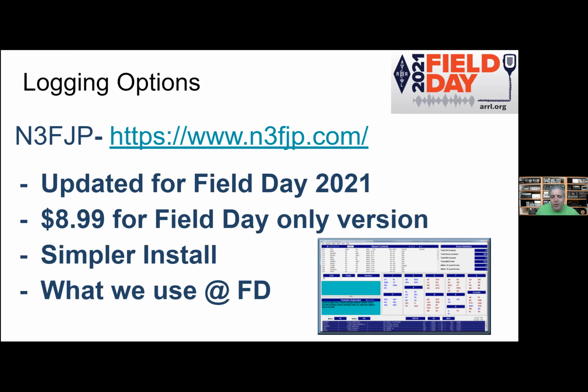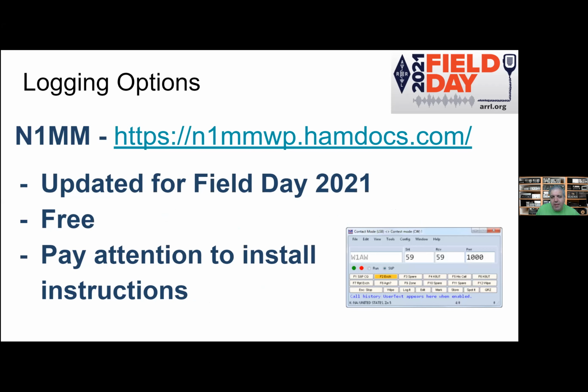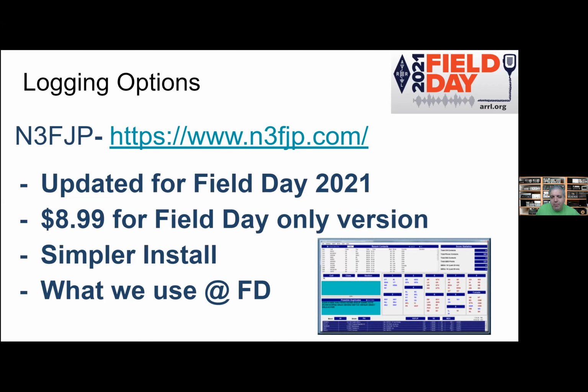So if you get going crazy and you're making a ton of contacts, you can see your rate and look at the charts and graphs. So you get some good stuff for $9. But again, either one of these, N1MM or N3FJP, both solid options that won't do you wrong.